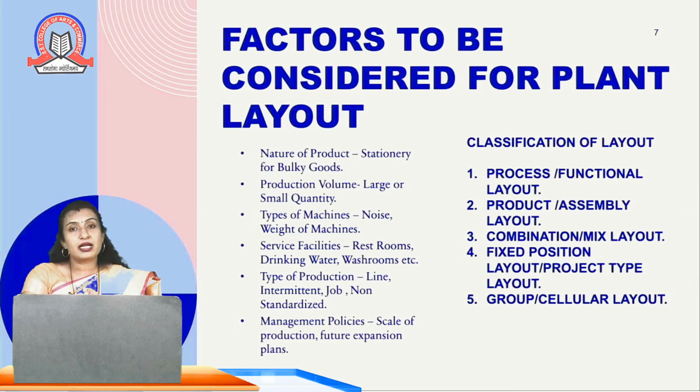Now there are certain factors that need to be considered for a plant layout. First of all, the plant layout, that is the arrangement of the factory, depends on what kind of product: whether the product is a bulky product, whether the product is a small weight product, whether the product is a liquid product. So the nature of the product. Then the second is the volume of production: whether the quantity to be produced is large, whether it is going to be continuous.